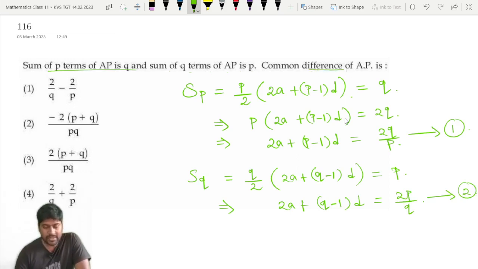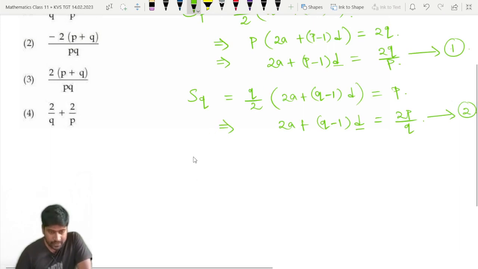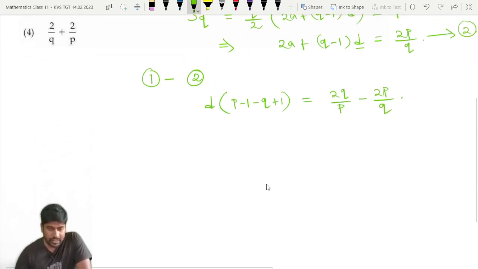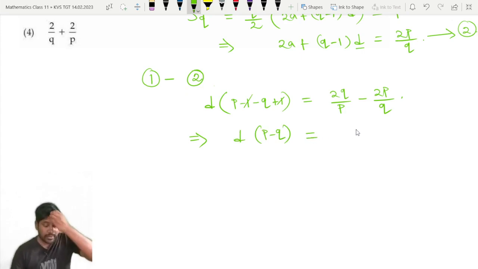Now we have to find the common difference, that means D we have to find. So what we will do, simply subtract 2 from 1. 1 minus 2: 2A will be cancelled, then we will have D into P minus 1 minus Q plus 1 is equal to 2Q by P minus 2P by Q. If you subtract 2 from 1, then 1 will be cancelled, so D into P minus Q we will get, and on this side what we will get.